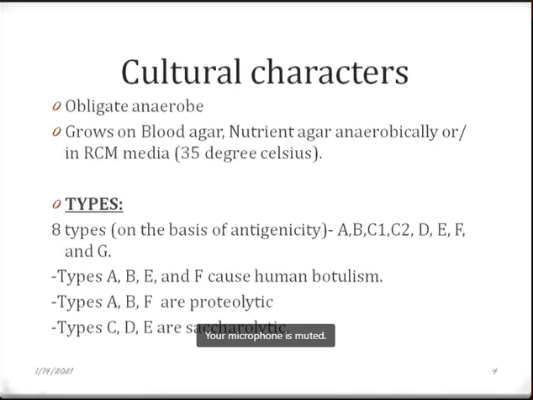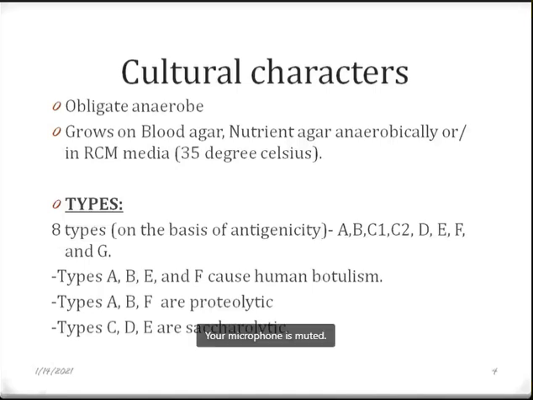There are 8 types of Clostridium botulinum on the basis of antigenicity: Type A, B, C1, C2, D, E, F, and G. Among these 8 types, type A, B, E, and F cause human botulism.